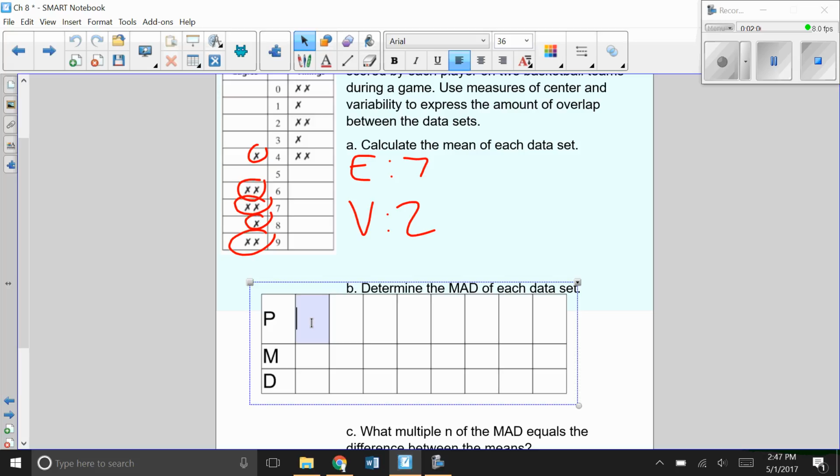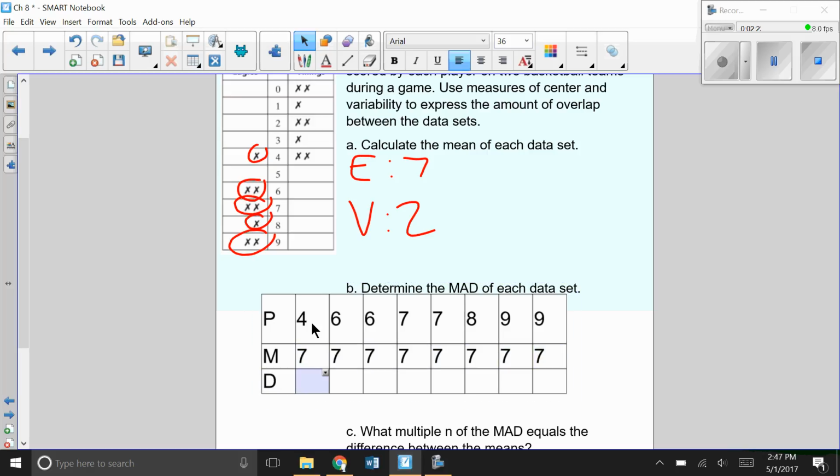Across this first row, I'm just going to put the numbers I have: 4, 6, 6, 7, 7, 8, 9, 9. The mean for the Eagles is 7, so I put 7s all the way across that row. And then the differences. These have to be absolute differences, so you'll always do bigger minus smaller. So 7 minus 4 gives me 3. 7 minus 6 is 1, 1. 7 minus 7 is 0. Now 8 minus 7, because bigger minus smaller, and then a 2 and a 2.